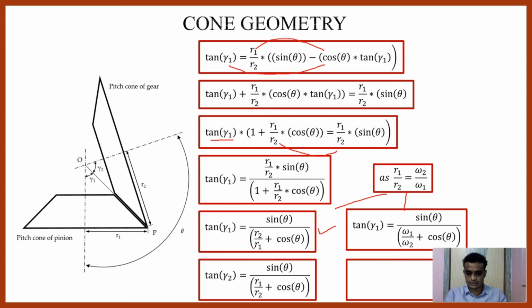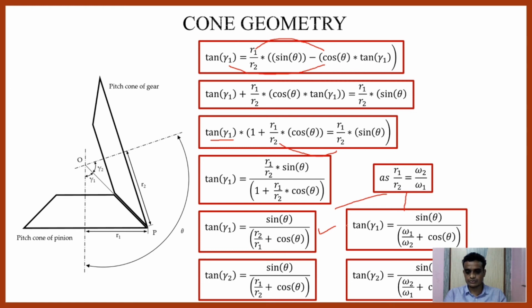In this case, it is r2 upon r1. You have to just change it, which is r1 upon r2 plus cos theta. Again, here also it becomes change. Instead of omega 1 upon omega 2, it becomes omega 2 upon omega 1. That's why tan gamma 2 is equal to sin theta into bracket omega 2 upon omega 1 plus cos theta.